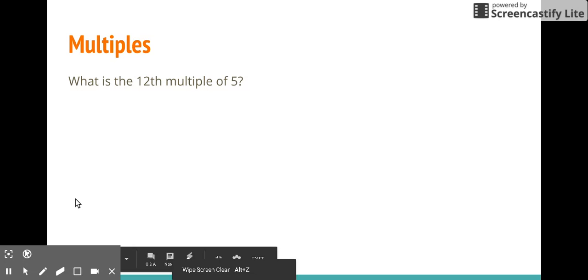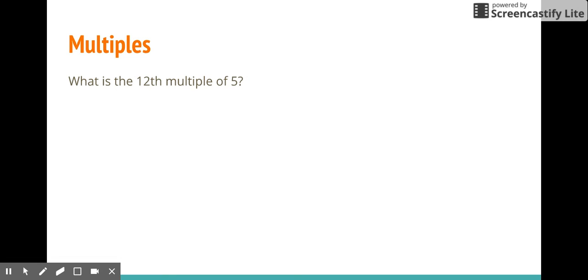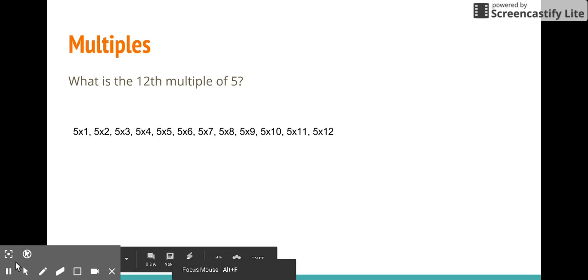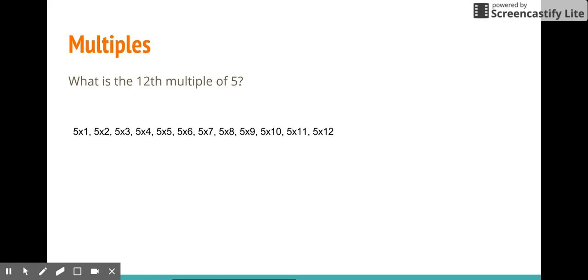Another question that I could ask myself is, what is the 12th multiple of 5? Well, if I'm thinking about finding the 12th multiple of 5, I know that I need to skip count by 5 12 times. That's the same thing as thinking of 5 times 1, 5 times 2, 5 times 3, 5 times 4, and so on until I get to 5 times 12.